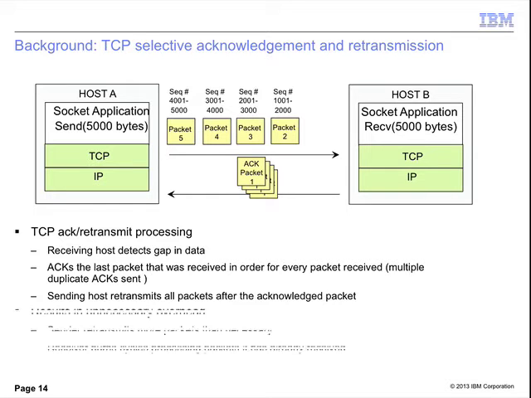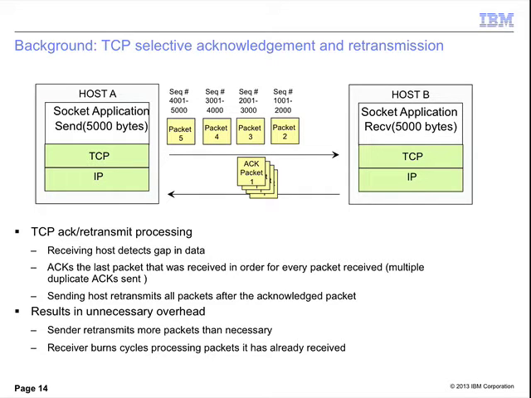So what's the bad news here? I mean, the good news is that everything eventually gets there. It does fix itself. We fill the gap, and that's good. The bad side is that the sender has to resend packets that didn't really need to be resent, which is overhead for him. The network has to carry those extra packets. The receiver has to process packets 3, 4, and 5 even though he's already received them before. So we're wasting cycles here.